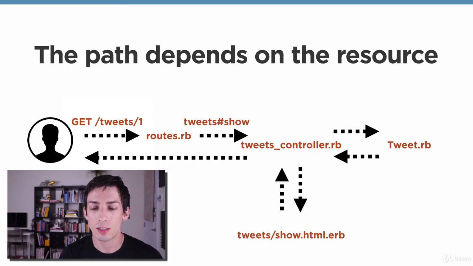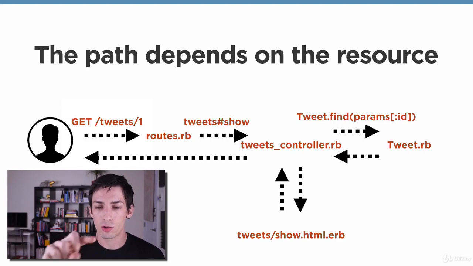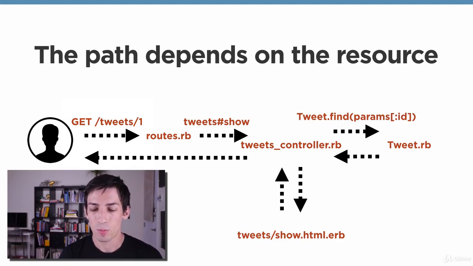And the tweets controller says, all right, in order to show a tweet, I need to get that from the database. So it runs this command, Tweet.find(params[:id]). It passes the ID that the user initially gave when it went to get tweets/1. That 1 is the ID. So the controller gives that to the model, which is called tweet.rb. And then the model gives that tweet back through this variable. The variable here is called @tweet.